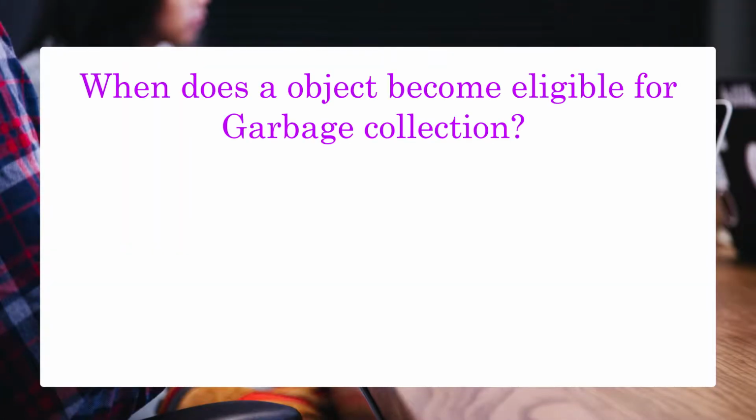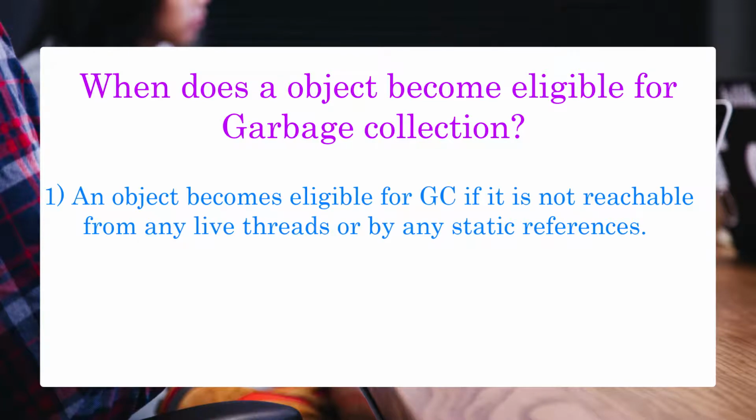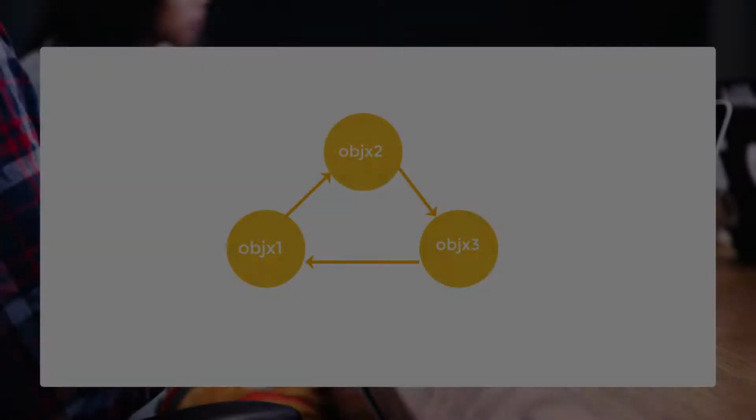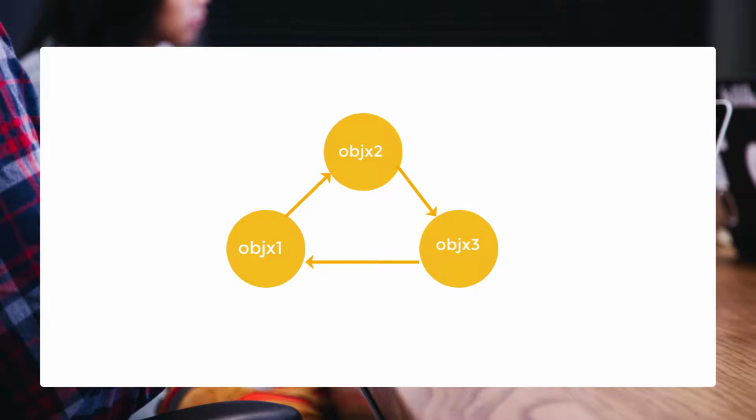You get it now. We talked about garbage collection, but when does an object become eligible for garbage collection, right? An object becomes eligible for garbage collection if it is not reachable from any live threads or any static reference. The most straightforward case is if all its references are null. Cyclic dependencies without any live external reference are also eligible for garbage collection. Suppose three objects reference one another but are not referenced by any live thread; they are also eligible for garbage collection. This is sometimes called cyclic dependencies.